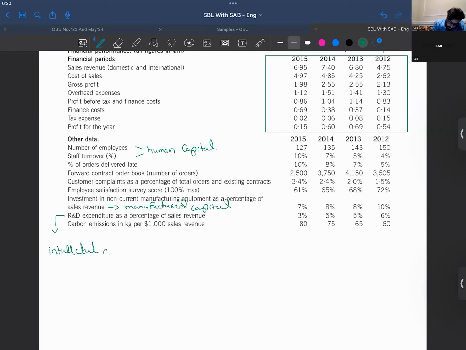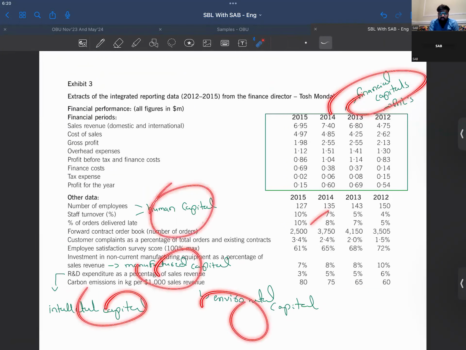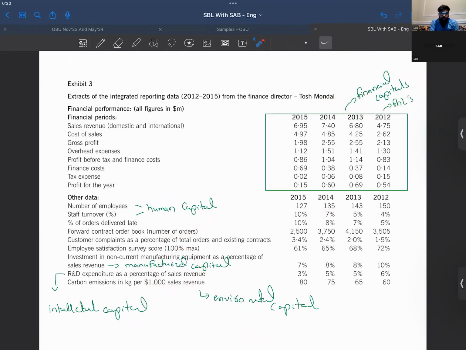So we have got information on the capitals, right? Carbon emission can be environmental capital. So we need to evaluate this data also and to draft the integrated reporting answer. We have been given the capitals data, but again, we have to look for it. Employee satisfaction survey might be social, right? So you have to look for it, right?